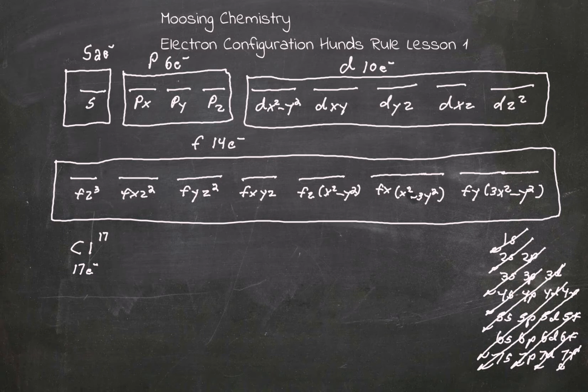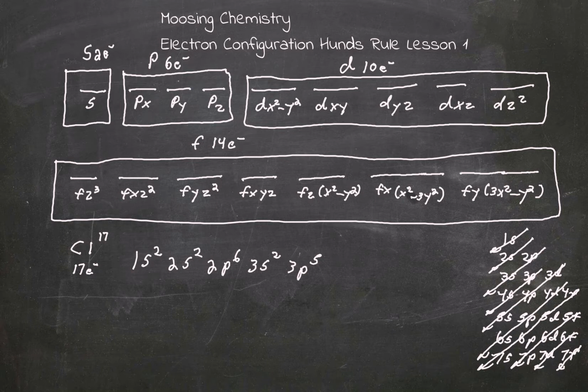Now we have 17 electrons. So we start off with 1s2, because remember that s holds 2 electrons, then 2s2, then 2p6. Now we've used a total of 10 electrons so far. Then we go to 3s2, and then 3p5. Now that's a total of 17 electrons. And that's doing electron configuration.